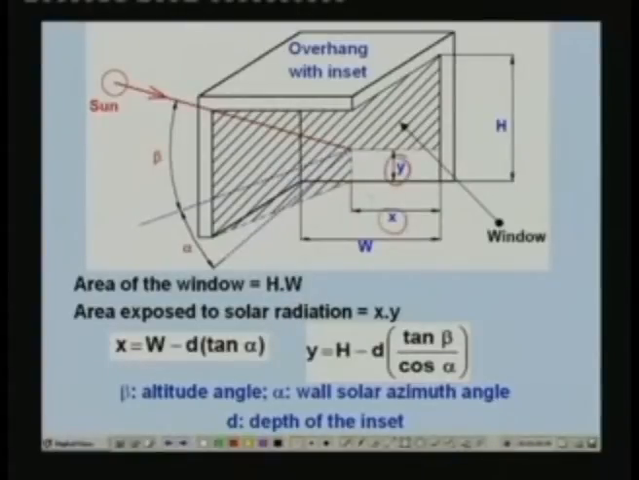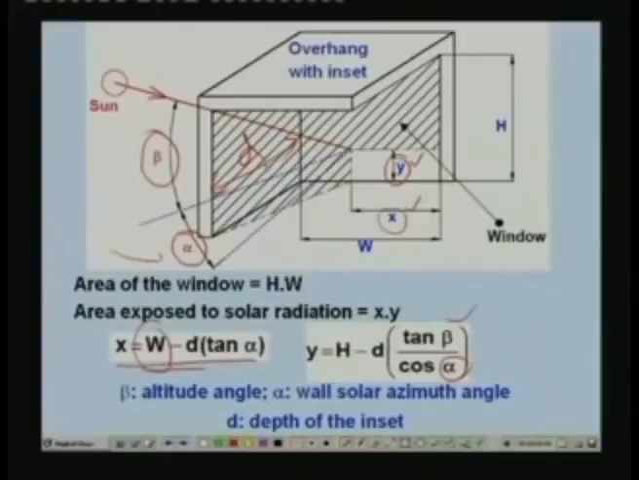At any point you can calculate x and y because this is related to your solar geometry. For example, it is related to your altitude angle beta, and it is also related to your wall solar azimuth angle alpha. What is the relation? At any point x is given by x is equal to w minus d into tan alpha, whereas y is equal to h minus d into tan beta by cos alpha. As I said, beta is your altitude angle, alpha is your wall solar azimuth angle, whereas w is the width of the window, which is equal to the width of the overhang, and d is the depth of the inset. That means this dimension.